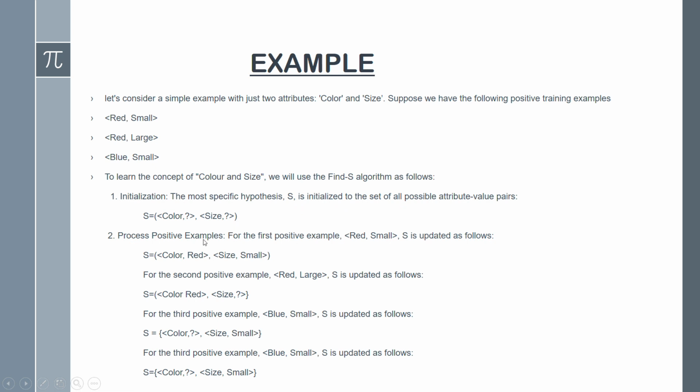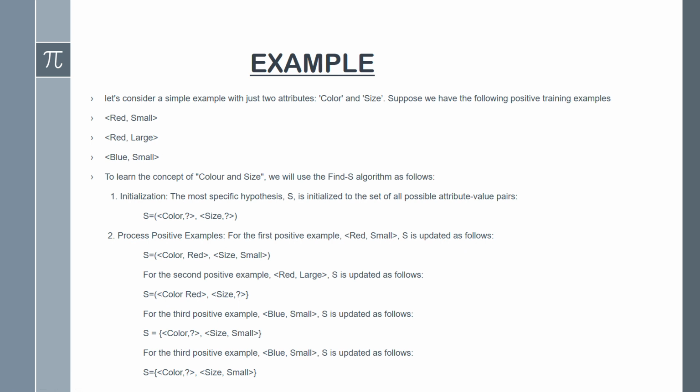In the next step we are processing all the positive examples. For the first positive example, red and small, S is updated to color is red and size is small. For the second positive example, red and large, S will be updated as follows. Color is red, but for size, here it was small and now it is large, hence we'll mark it with a question mark.